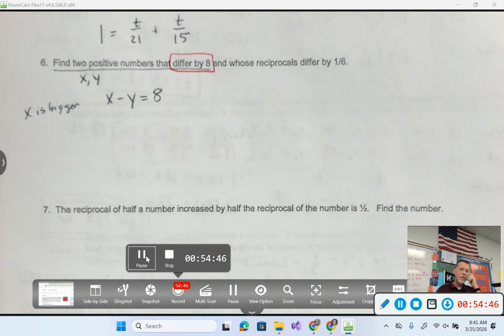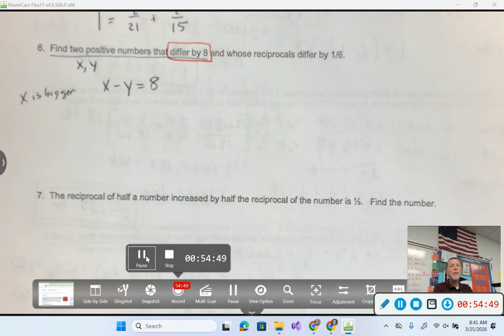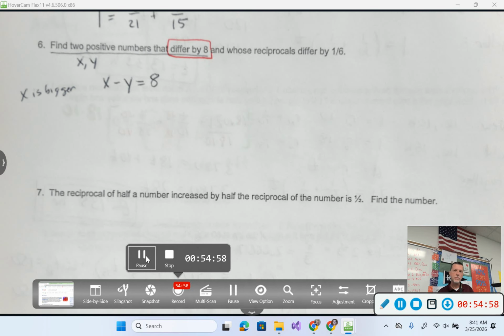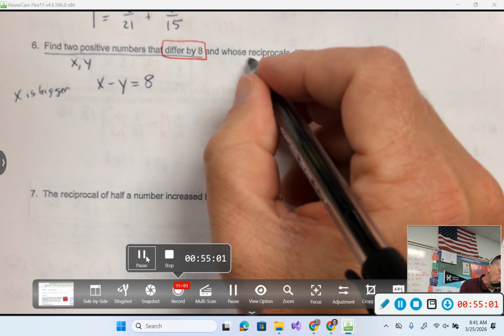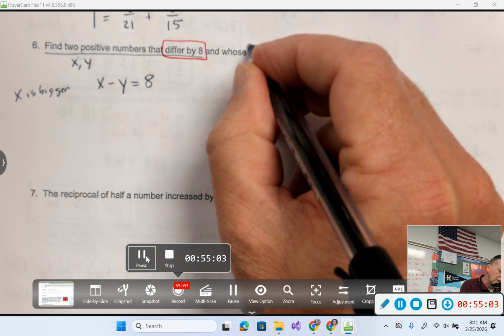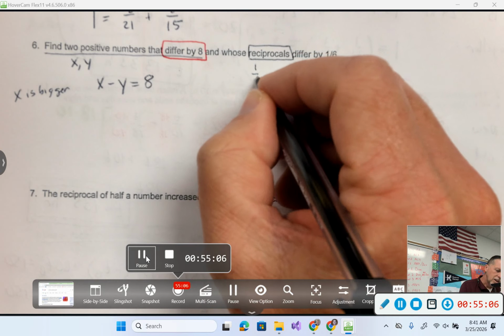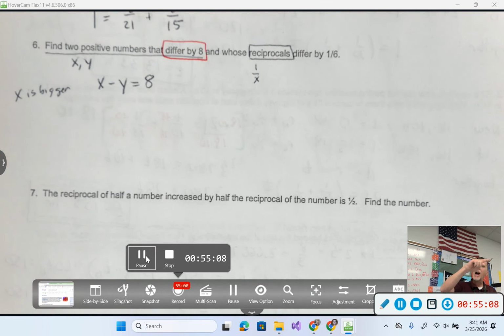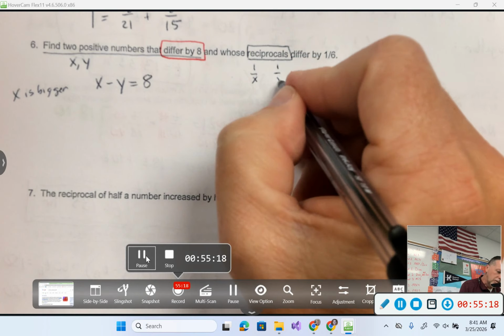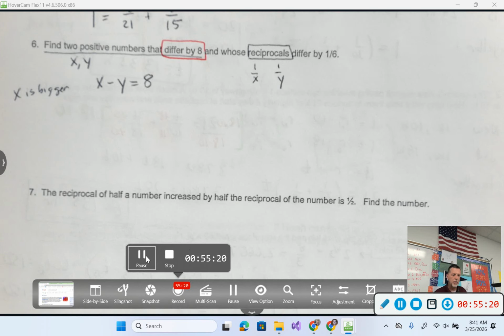So you're right. If that's all you had, officially you should say absolute value, but I don't want to mess with absolute value in an equation. So let's just do x minus y, and we'll just say that x is the bigger one. Whose reciprocals, what's reciprocal mean? Careful, not the opposite. Opposite means change the sign. Reciprocal is flip. Opposite is negative. So 1 over x and 1 over y differ by 1/6.